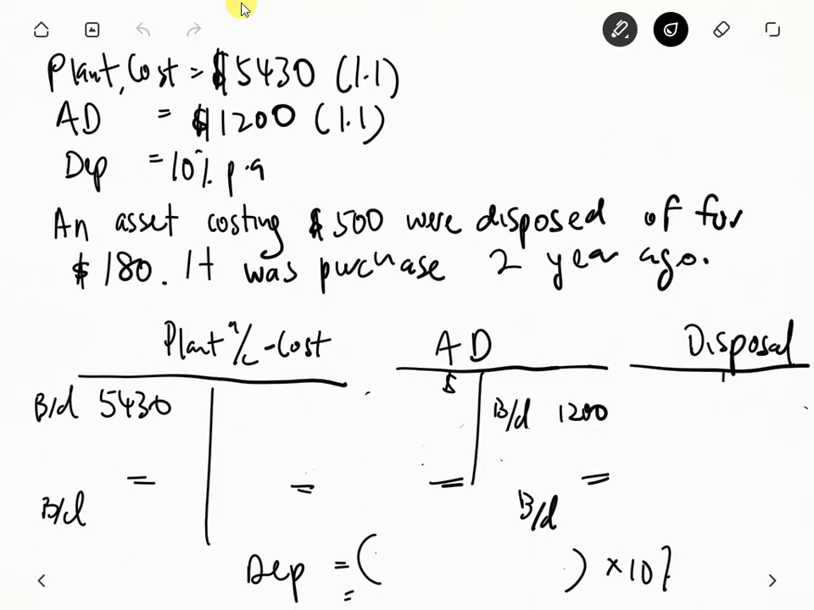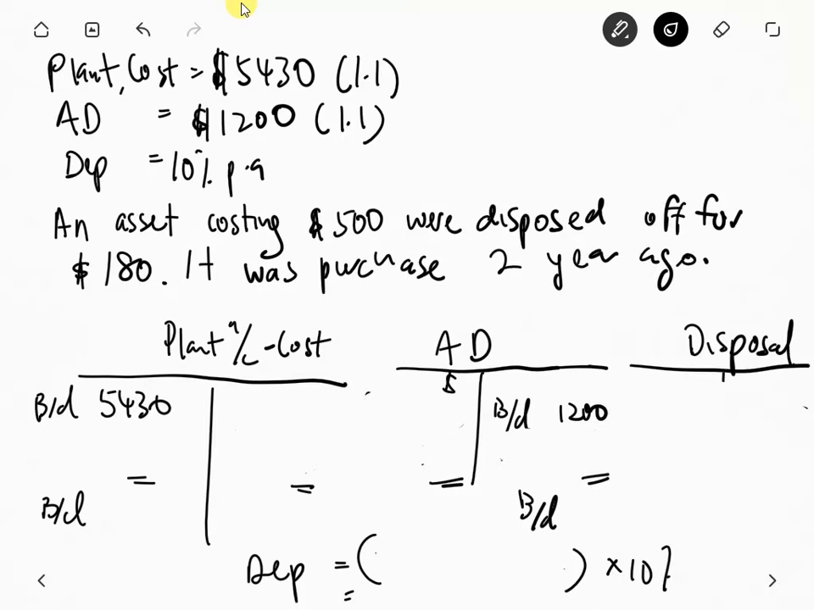And an asset costing 5 was disposed of. One unit asset was disposed of. It cost 5. For how much? 18. So we know disposal, we must open disposal for tax. It was purchased 2 years ago. So start with opening 54. Start with opening 12.